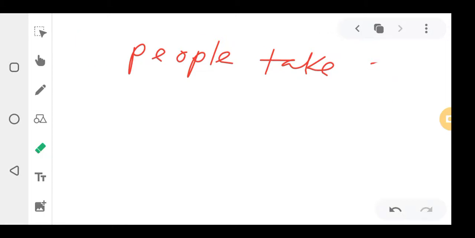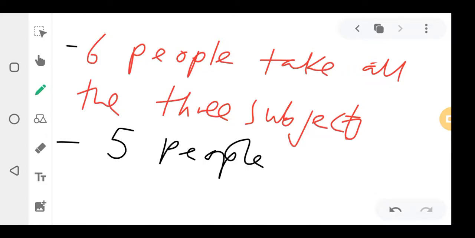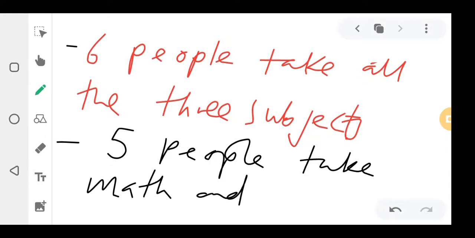Okay, let me use 5 for his understanding. They can say, okay, let's say 6 people take all the 3 subjects. Okay, those are the points that we have. 6 people take all the 3 subjects. 5 people take mathematics and science only.